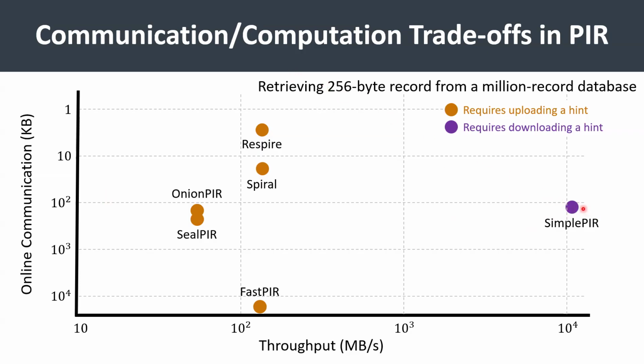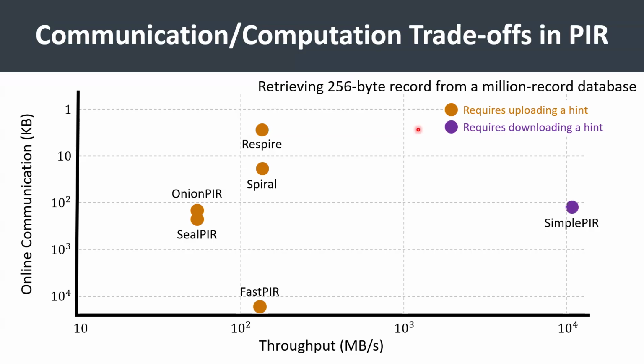The drawback of SimplePIR is that it's in a slightly different model, where instead of the client uploading a public key, it actually has to download a hint from the database first before it can process the queries. And in practice, this hint actually turns out to be very large. So the hint can be something like hundreds of megabytes for a reasonably sized database.